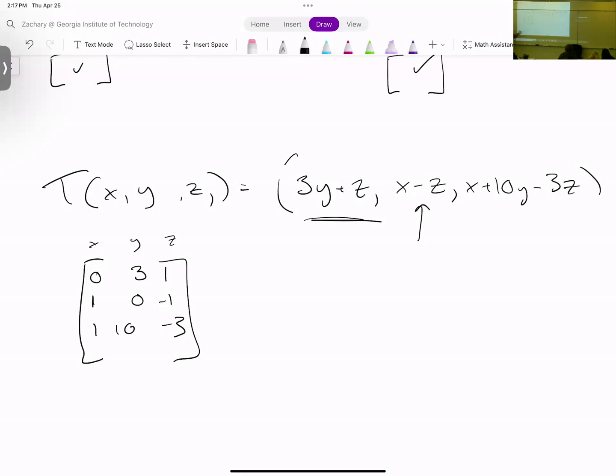Looking at this, I can go ahead and tell you that this is onto and 1-to-1, because if you row reduce it, you'll get 3 pivots. Okay, so that's how you would be able to tell. I'm not going to show my work, but trust me.